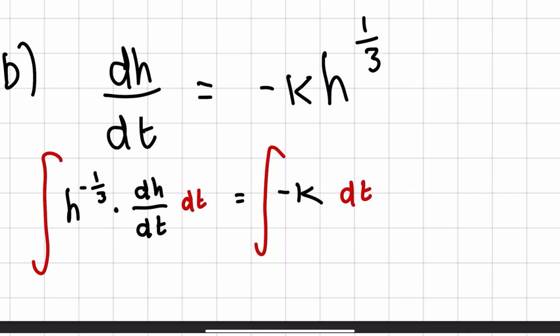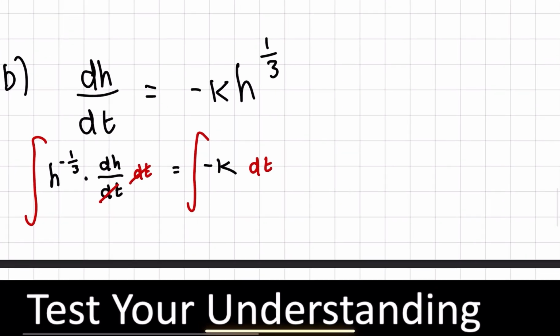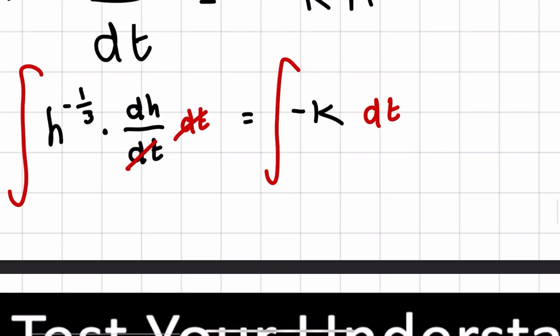And that's going to give me, essentially they're going to cancel out. So the integral of h to the negative 1/3 with respect to h, that's going to give me, add 1, so 2/3, divided by that, 3 over 2 h to the 2/3, and that's going to equal minus kt plus c. Fantastic.